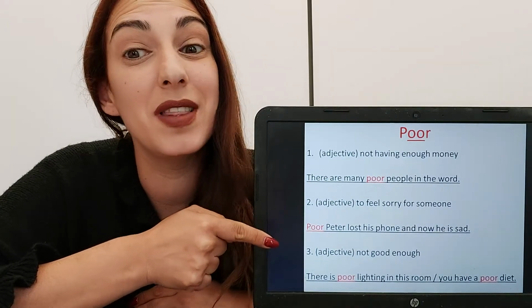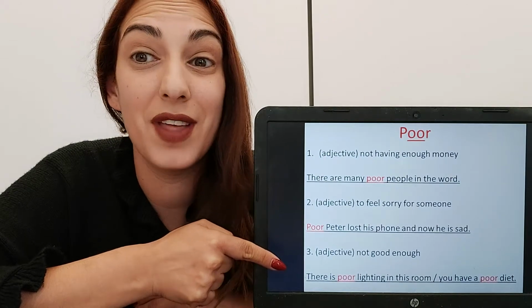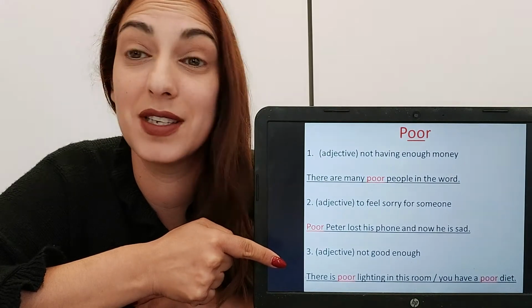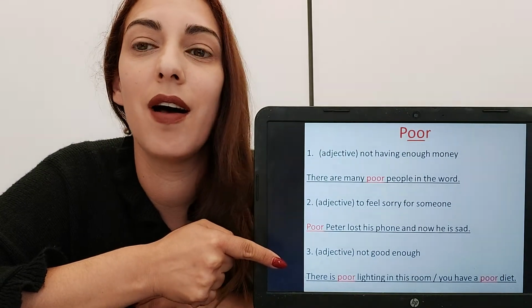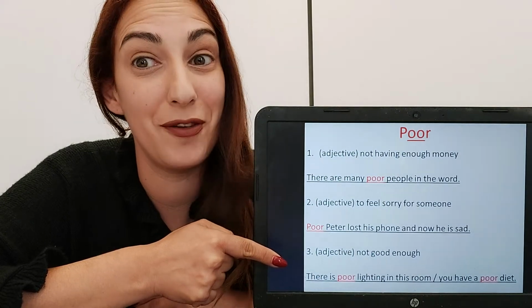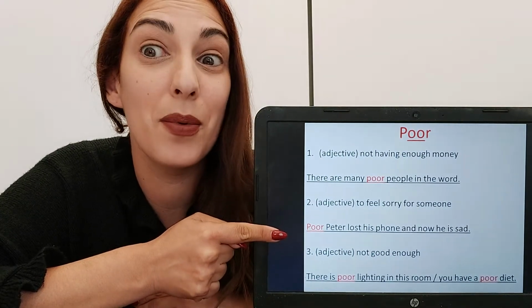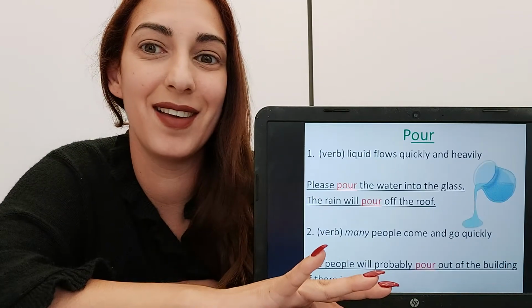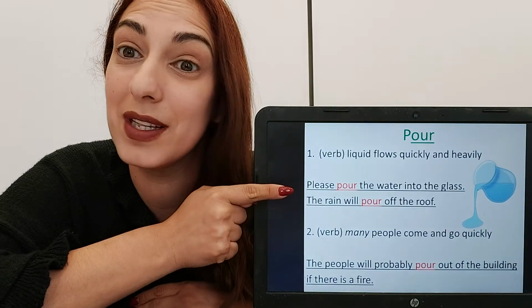But it can also mean that something is not good enough, which means the level of that thing is not good enough for whatever it is that needs to happen. So there is poor lighting in this room, you have a really poor diet, etc. So it's not good enough. So pause the video, have a good look at the examples, and let's compare it to the other poor on the next slide. Now pour, O-U-R, always talks about liquids.